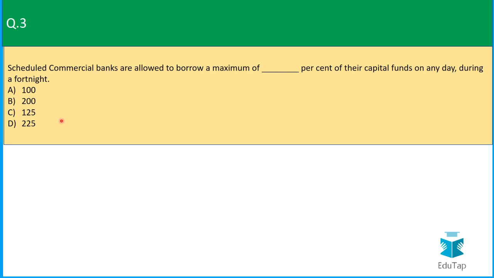Coming to the next question. Scheduled commercial banks are allowed to borrow a maximum of blank percent of their capital funds on any day during a fortnight. That is, scheduled commercial banks are allowed to borrow a maximum of what percent of their capital funds on any day during a fortnight? Tell me, guys.